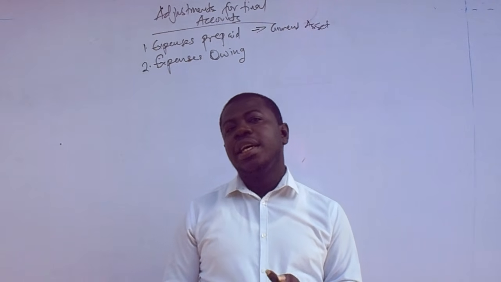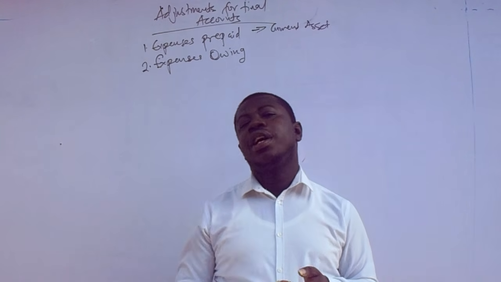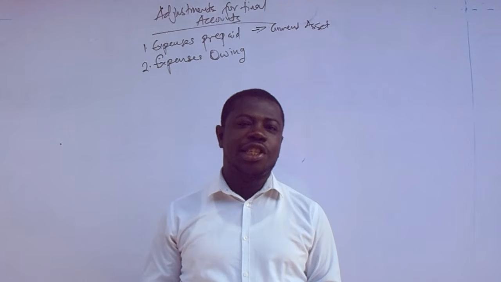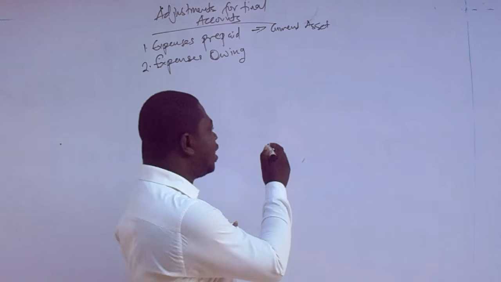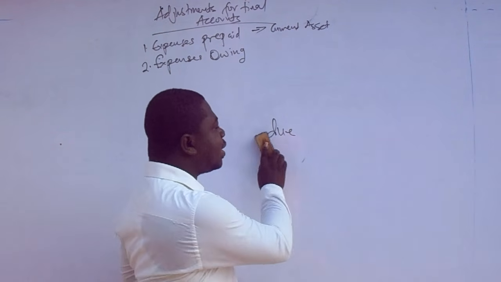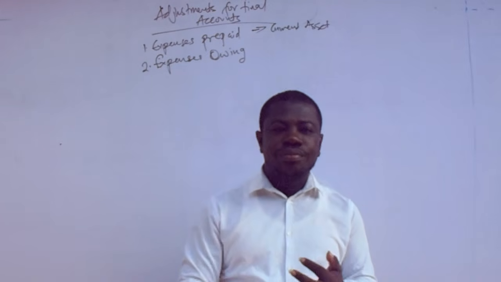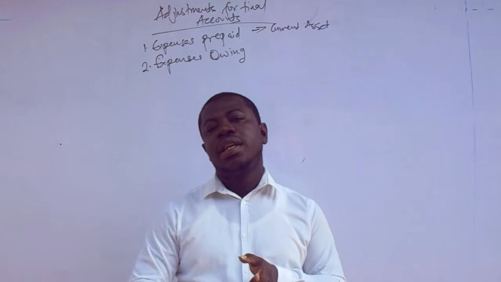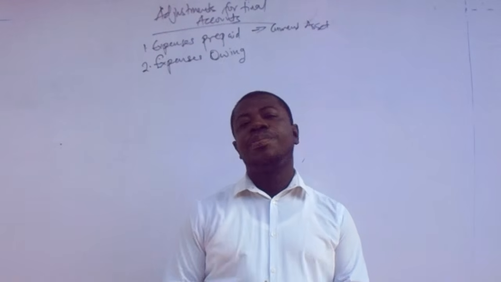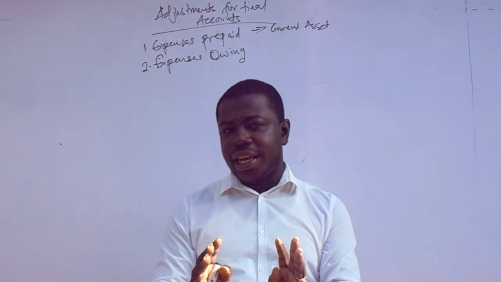Or you can see it as outstanding. Or you can see it as accrued. Or you can see it as expense due, D-U-E, due. So whichever way that you see it, it is the same thing we are talking about, whether it is owing, accrued, in arrears, outstanding, or due. We are talking about expense owing. And expense owing simply means that we did not pay up to what we have incurred.